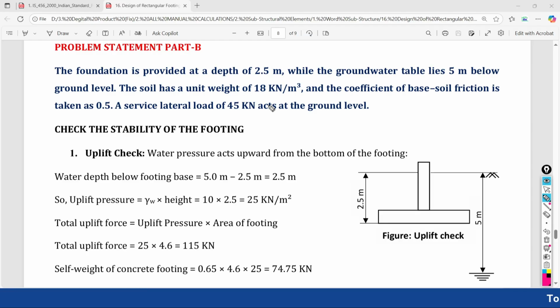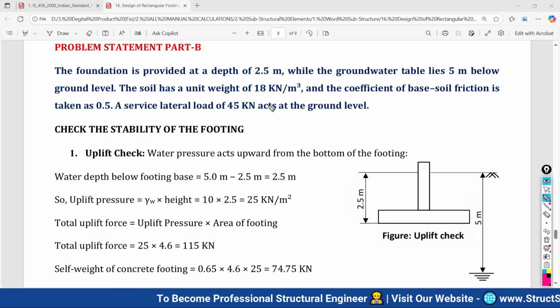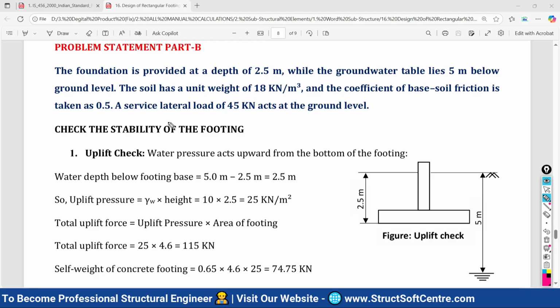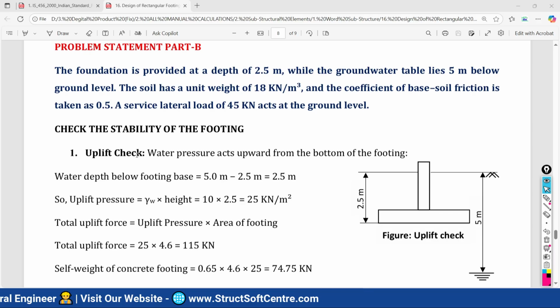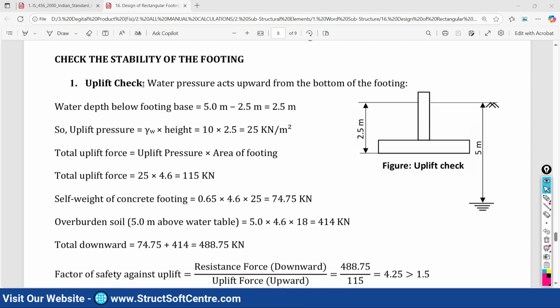we have to check that, and that check is called what? Stability checks. And all these stability checks do not need to be performed under the factored load. They need to be performed under the service load, because it is a service stability check. Keep that in your mind. So very first we are going to perform the uplift check.